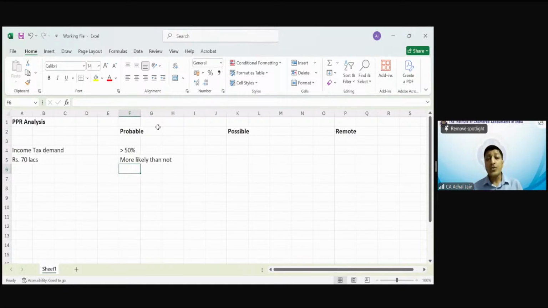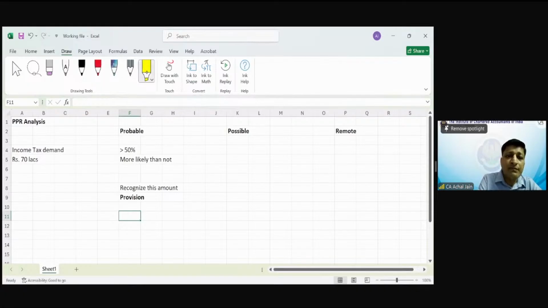Okay, let's suppose it's more likely that the company is going to lose the case, then what is the company required to do? The company is required to recognize this amount. What is the meaning of recognition? It means as a provision. In this case, the company will have to create a provision. That is the meaning of recognition. Okay.